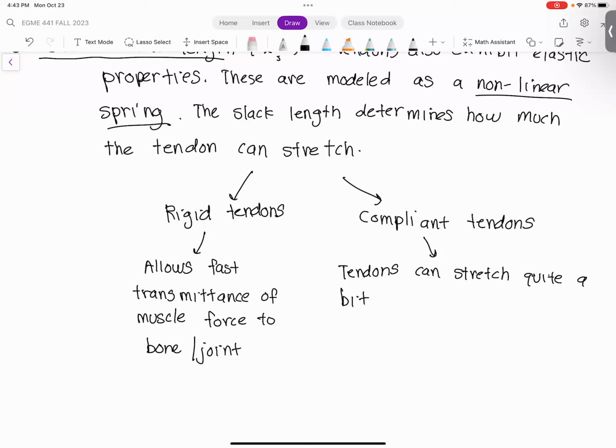And ultimately, what this is going to do is delay that transmittance. Almost think of it like you have a slinky attached to your muscle. You have your muscle that can contract and produce force, but in order for that force to get to your bone or your joint, it has to transmit through a compliant spring or slinky. So your muscle might contract, and then your slinky will eventually contract as well, but there's going to be a delay.